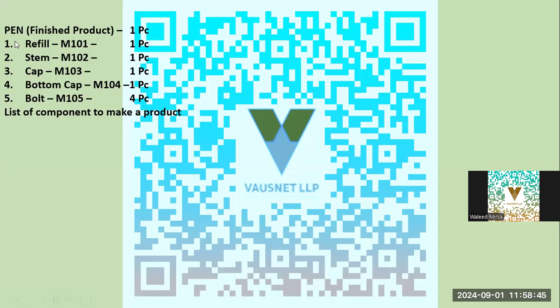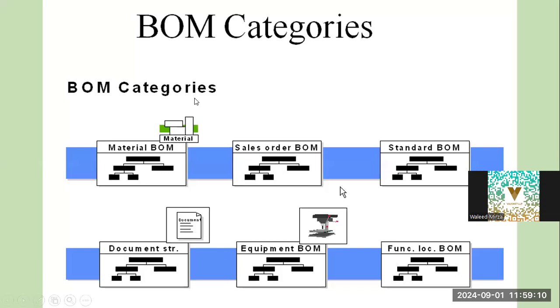Now, for example, if we are producing a pen, what we'll need, if we want to produce one piece: there will be a refill, there will be a stem, and this is the product code that we have given. There will be a cap, there will be a bottom cap, and there will be a bolt. So this is the list of components to make one.